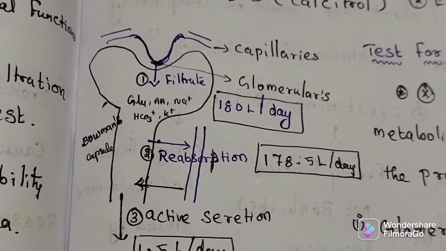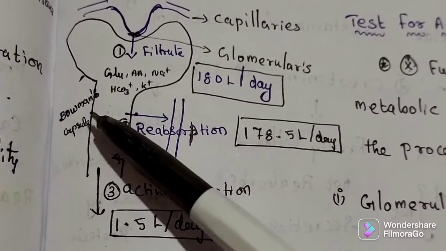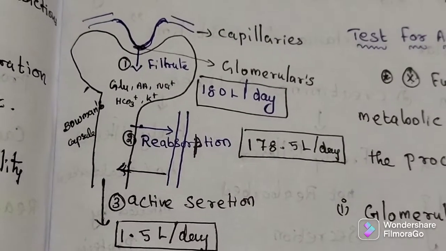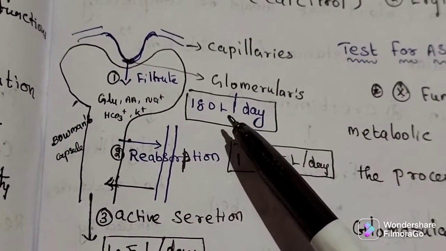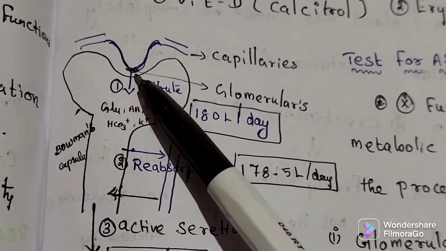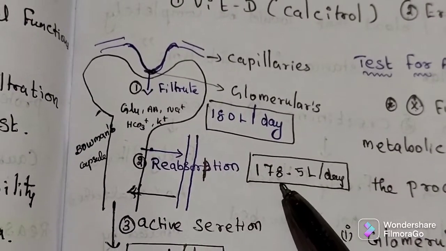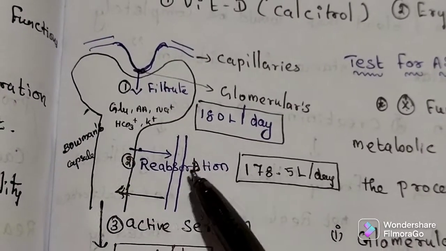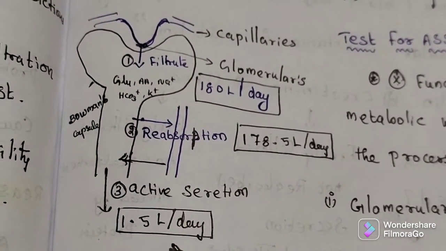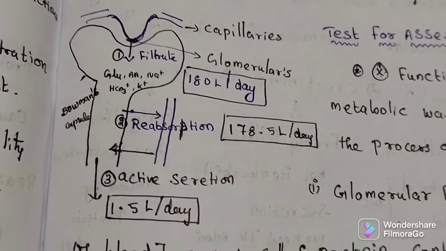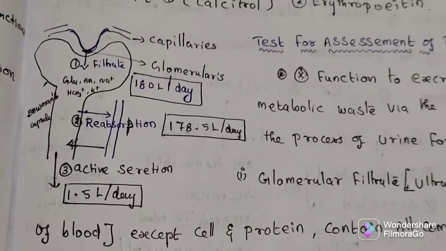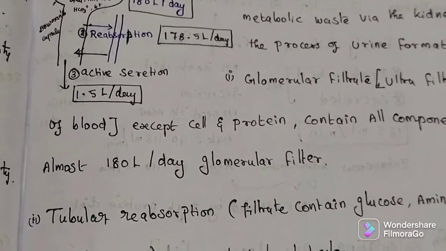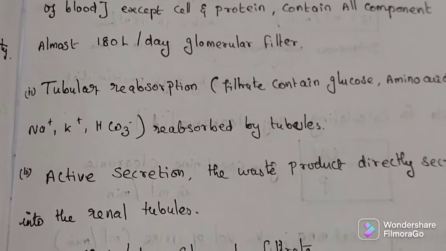Ultimately, only 1.5 liters of urine is excreted per day. 180 liters per day glomerular filtrate, 178.5 liters reabsorbed, 1.5 liters is excreted in the form of urine. This is urine formation in short.